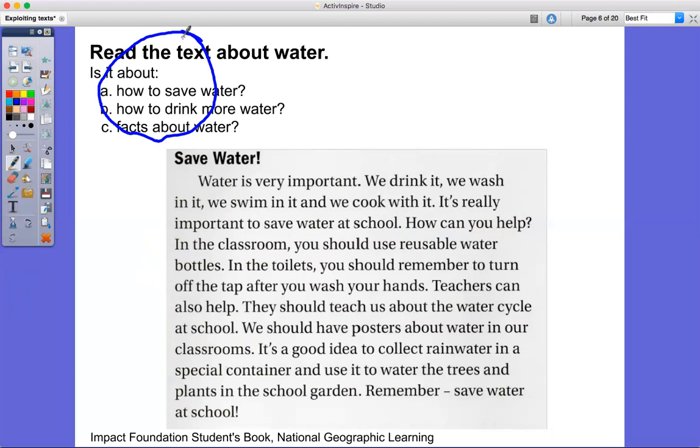After they read individually, we put them into pairs to check their answer with their partner, and then we get some quick feedback. This stage is very quick. It should only be 5 minutes max.